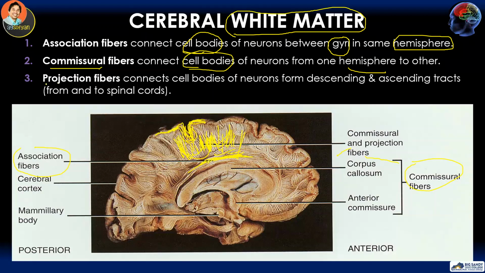And the last one is the projection fiber. This is the one that runs up and down, from the spinal cord to the cerebrum. It connects the descending and ascending tracts, from the spinal cord to the brain, or from the brain to the spinal cord. That's the projection fibers.